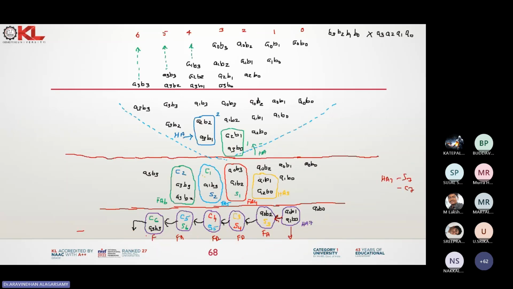I'm sorry, I just cleared my write-up so that there won't be any congestion in the slide. Do you agree with this? Yes, sir. So this is going to be my final partial products. What are the final partial products here? They are nothing but P0, P1, P2, P3, P4, P5, P6, and P7.